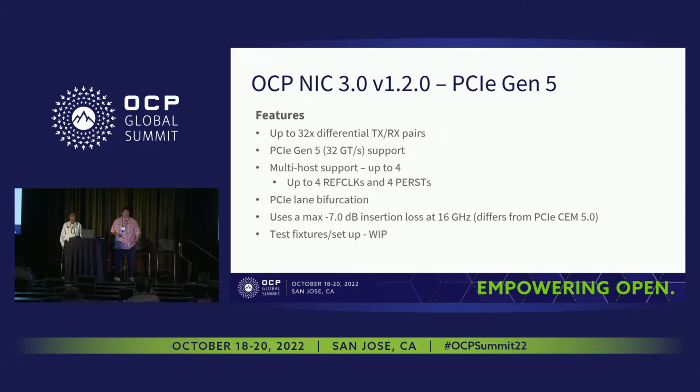So PCIe Gen 5, we have all 32 lanes, both TX and RX. It's 32 gigatransfers per second. It was challenging. We do have that support working on the thermal test fixture. When we get that released, we'll be presenting in the NIC subgroup from one of the Dell folks. We still have all of the features that you have in the small form factor.